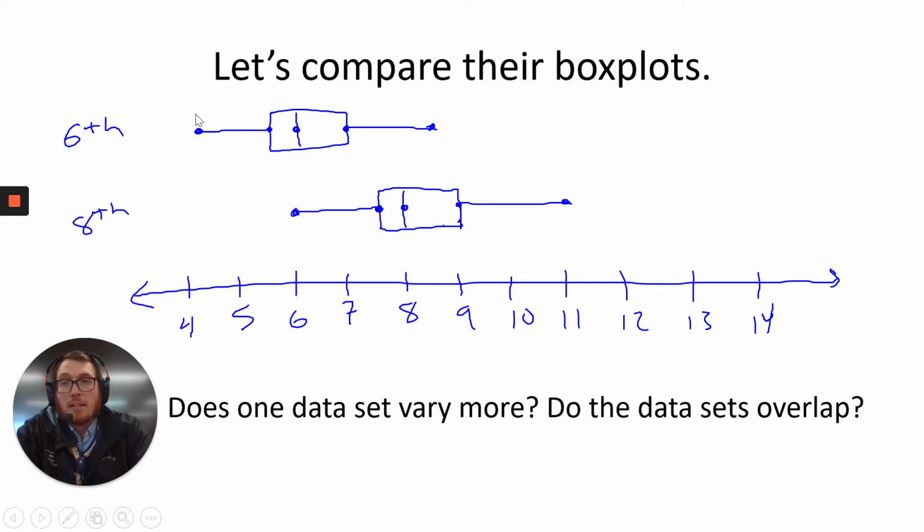So for 6th grade, the lowest value is 4. Q1 was 5.5. The median is 6. 7 is the 3rd quartile, and then 8.5. Similarly, for 8th grade it's 6, 7.5, 8, 9, and 11.